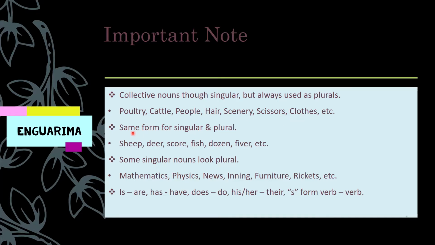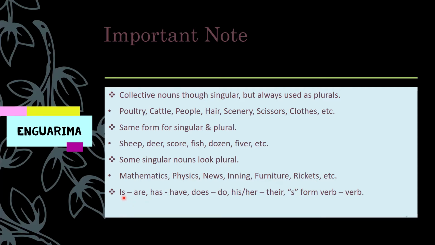Now some nouns have same form for singular and plurals. Example: sheep, deer, score, fish, dozen, fiver, etc. Some singular nouns look plural. Example: mathematics. We all know this is a single subject. More examples in this: physics, news, inning, furniture, rickets, etc.